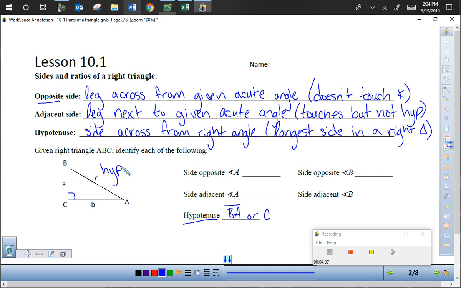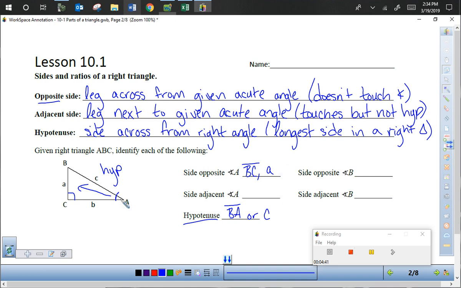Now, the reason I said that won't ever change is because these other ones will. Based on which angle we're focusing on, the opposite side isn't fixed for every single triangle. It's fixed for a given angle. So we're going to focus on A first. What I want you to do is put a little angle mark at A. And we want to do the opposite side. There are two sides that touch angle A. We want the one that doesn't, straight across from it. And that is BC, or we could call that little a.